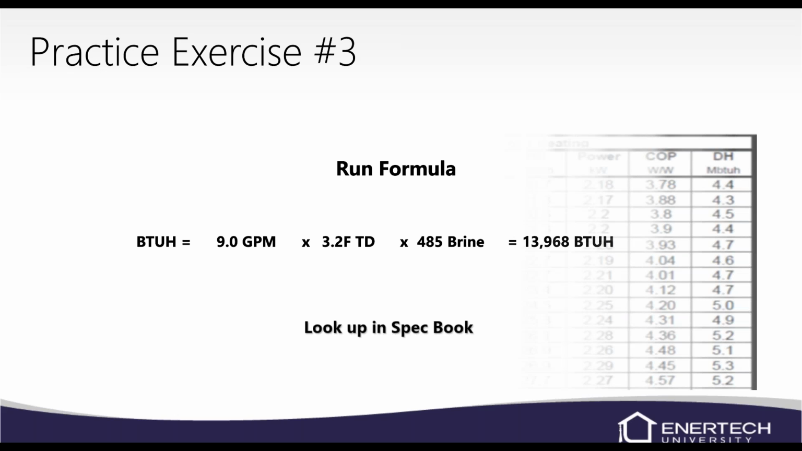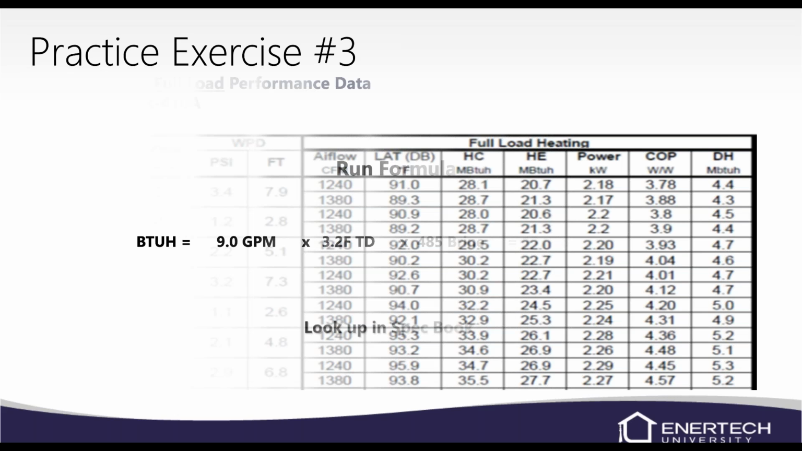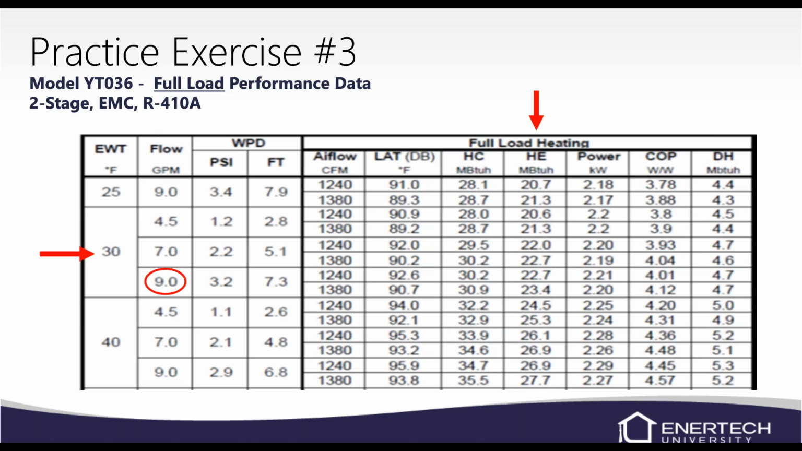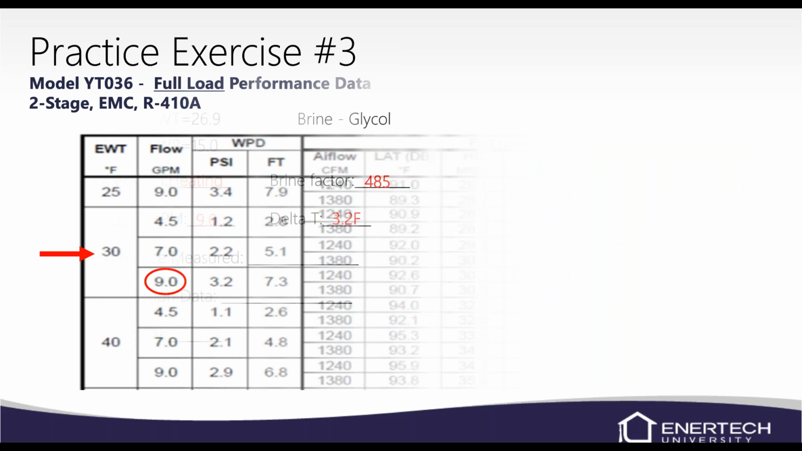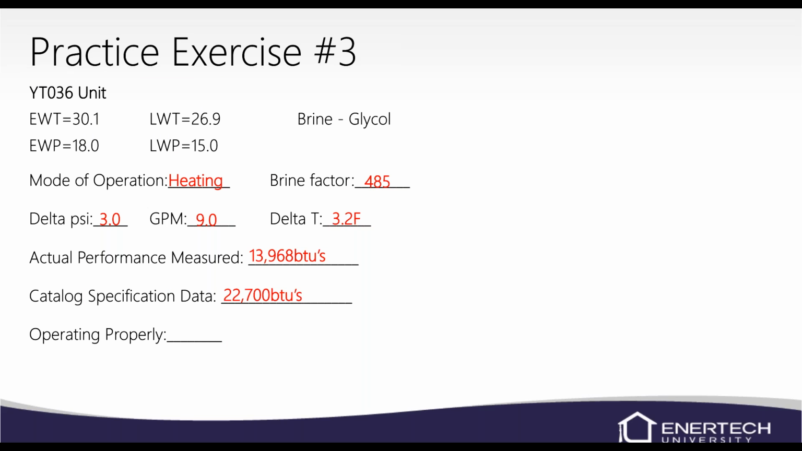We'll look it up in this spec manual. Again, we're at 30 degree, 9 GPM, 1240 CFM. On the heat of extraction, we should be at 22,700 BTUs. So we know we are at 13,000. The catalog specs 22,700. So are we within 10% of that? Negative. No, we are not. We're about 67% capacity on this. So we would have to dig in a little bit deeper on this.